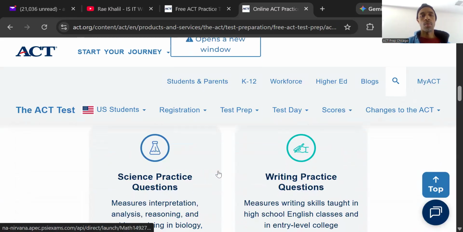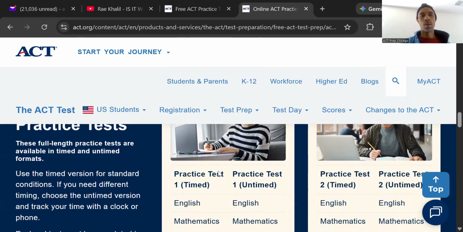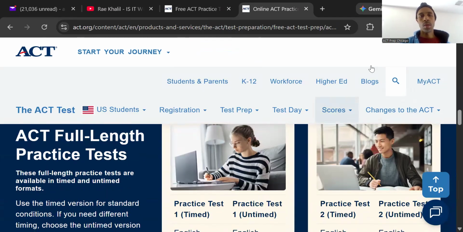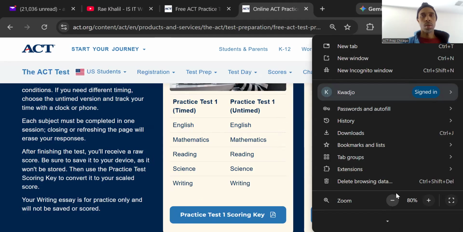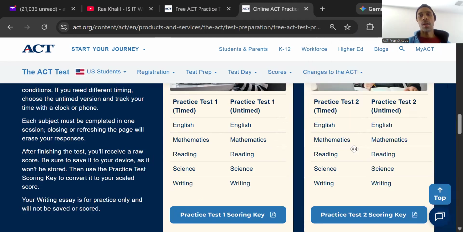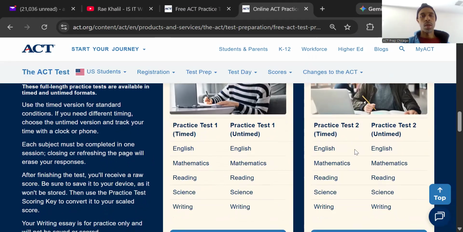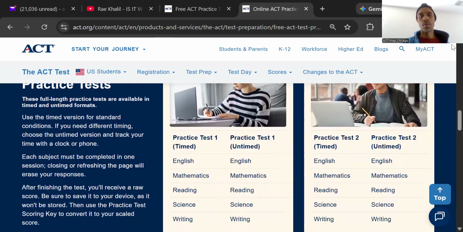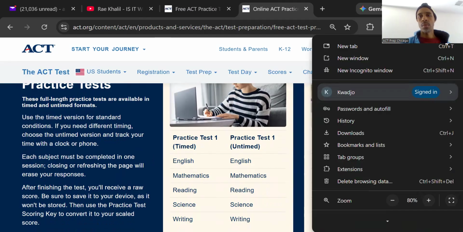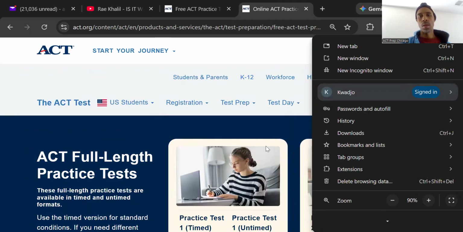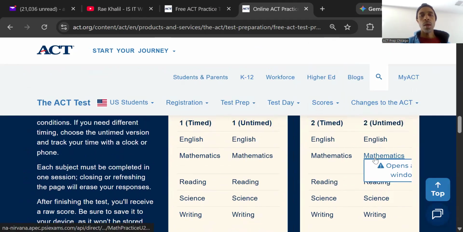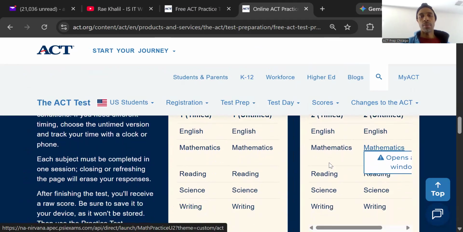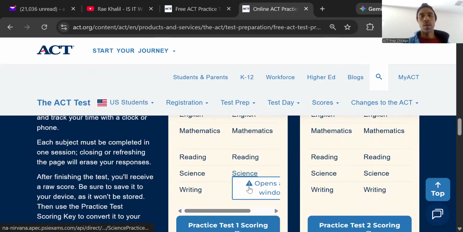And if you scroll down, you'll see here the full length practice test. Let me zoom in. I'm zoomed in because my eyesight ain't the greatest. Maybe I can zoom back in a bit, so it's bigger print, easier for me to read. And we're doing the science, not timed, and we're going to do practice test one, which is right here.